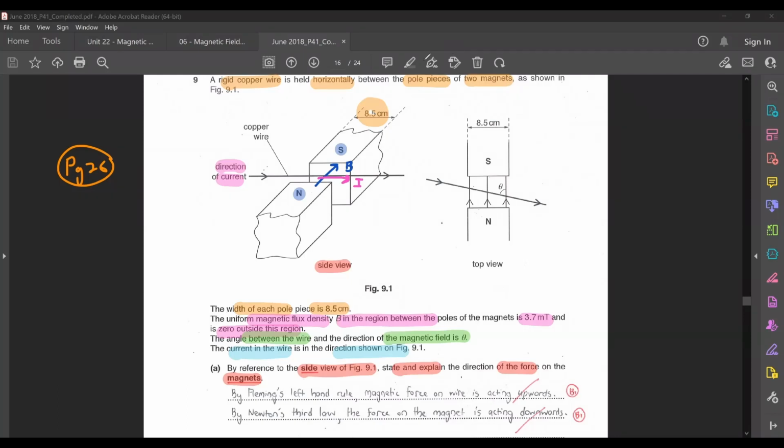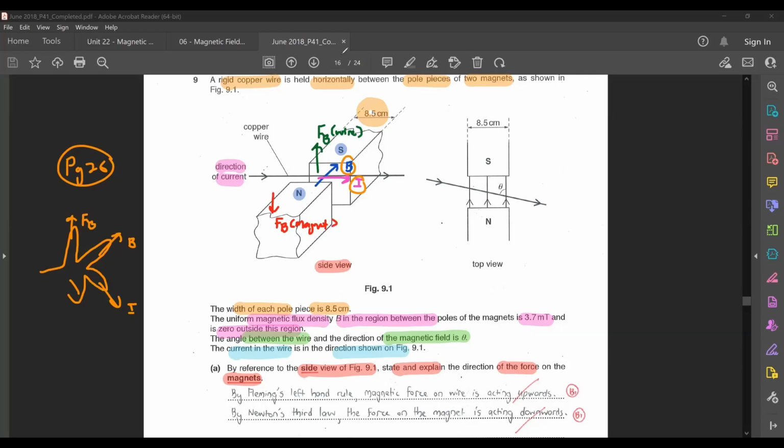Now you then use your Fleming's left hand rule where you say that your thumb, your index finger and your middle finger are oriented 90 degrees to each other, your magnetic force being your thumb, your magnetic field being your index finger, and your current being your middle finger. If you orientate your fingers accordingly to the direction of current and your flux density here, you would see that your magnetic force is acting upwards. This is the magnetic force acting on the wire, but they want the magnetic force acting on the magnet. So according to Newton's third law, it should be acting downwards. This will be the magnetic force acting on the magnet.